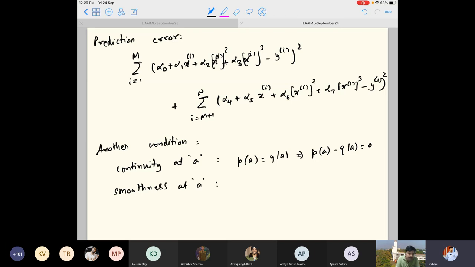So what is smoothness at A saying? Smoothness at A is saying that not only the function values match, but their first derivatives also match, which implies that P'(A) minus Q'(A) is equal to 0. Correct? So what are the conditions that you have? These two conditions: continuity and smoothness.